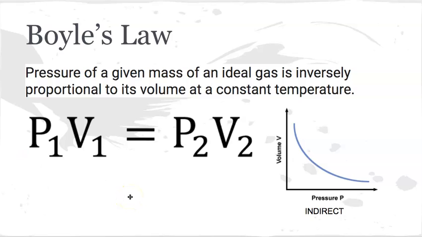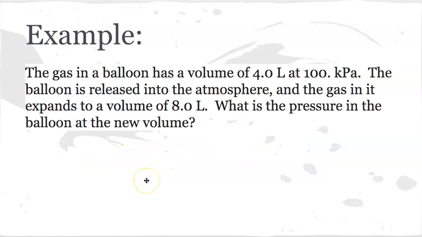All right, our first law is Boyle's Law, and it says that pressure and volume are inversely proportional, or the pressure of a gas times its volume equals the new pressure of the gas times its new volume. If you squeeze a balloon, the volume goes down and the pressure goes up. If you let the balloon expand, the volume goes up and the pressure goes down. P1V1 equals P2V2.